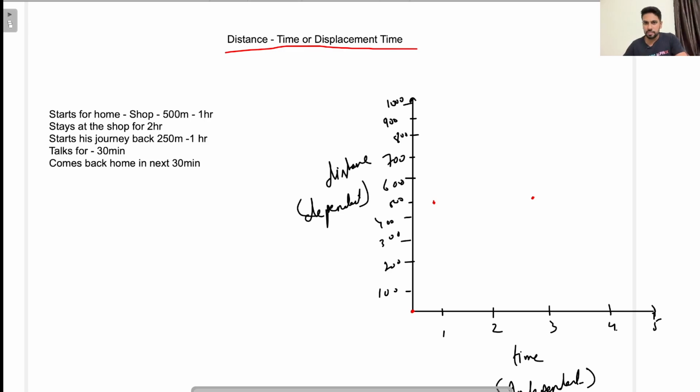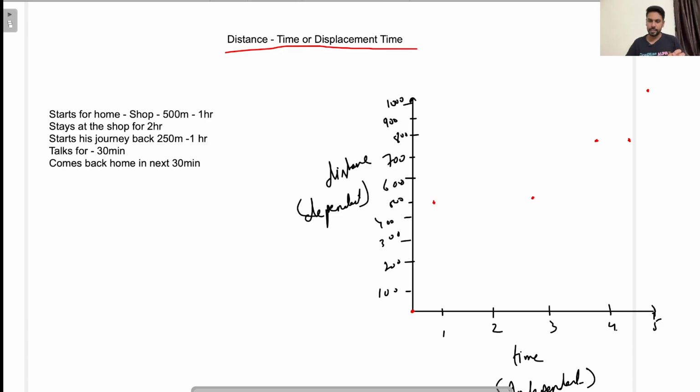So in the fourth hour he is at 750. Then he stays at 750 for 30 minutes. So half an hour he stays there, and in the next half an hour he travels 250 more. That means he completes his 1000 meter distance in the fifth hour.